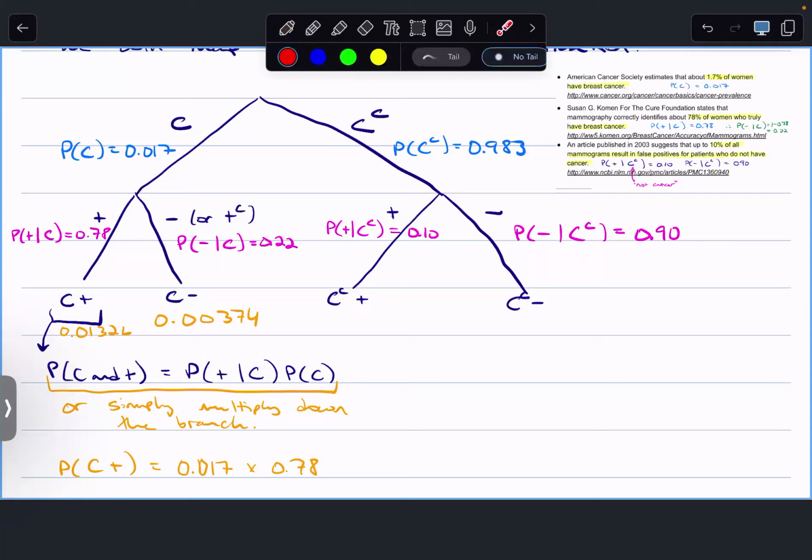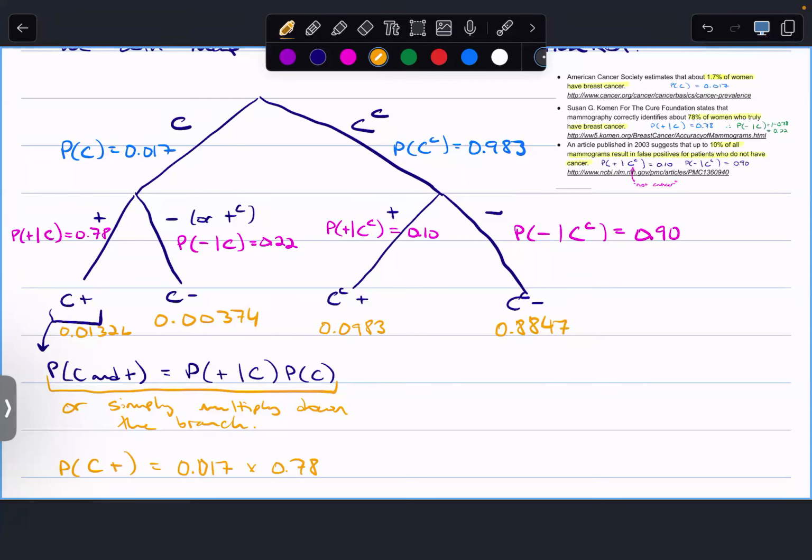What's the probability of a patient not having cancer and testing positive? So this is just overall 0.983 times 0.1, which puts me at 0.0983. And then finally, what's the probability of a patient who doesn't have cancer testing negative? It's going to be 0.983 times 0.9, which is a nice high number, I think.